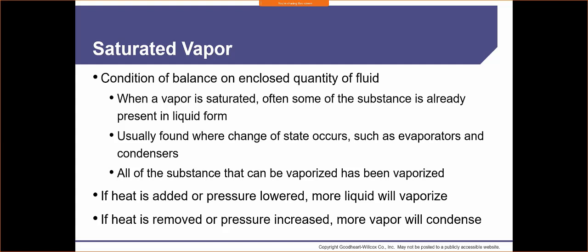So if we're a saturated vapor and we were to all of a sudden remove some heat, it's going to turn into a liquid. We're at that point again, we add a little bit of heat, it'll turn back into a vapor. So we're fluctuating right on that borderline when we're talking about a saturated vapor. If heat is added or pressure lowered, more liquid will vaporize. If the heat is removed or pressure increased, more vapor will condense. So think of saturated vapor as basically just that middle threshold. Any type of heat added or removed, it's going to want to go one way or the other.